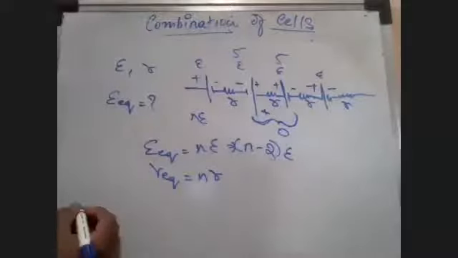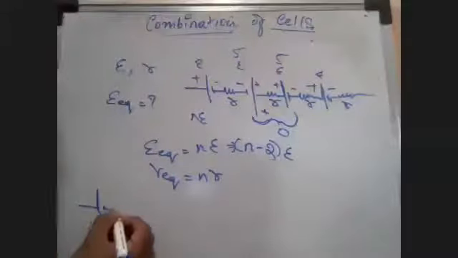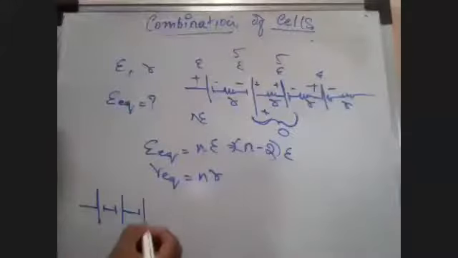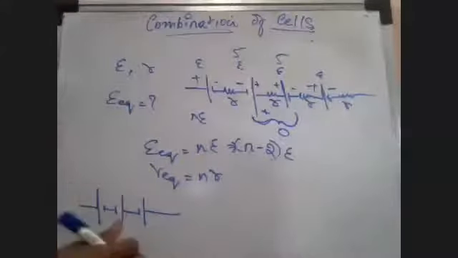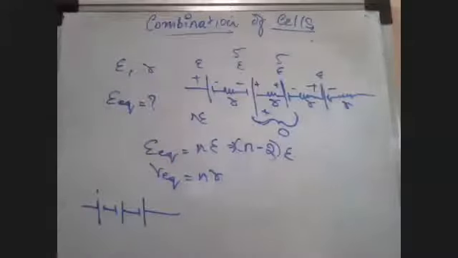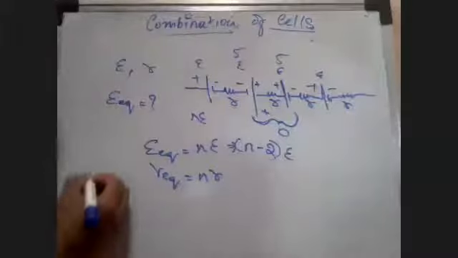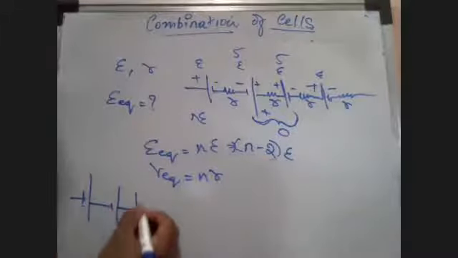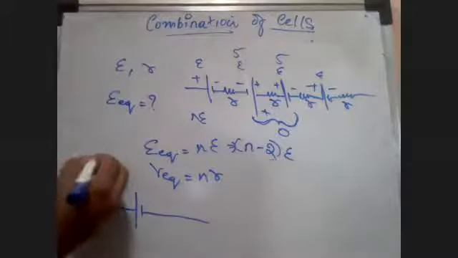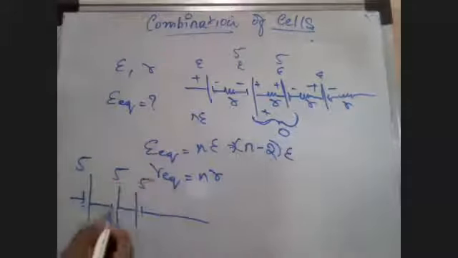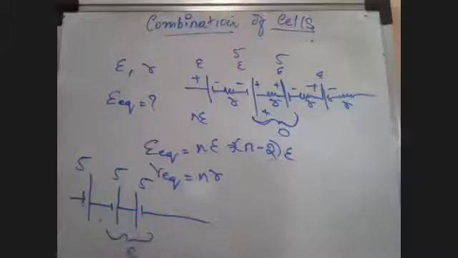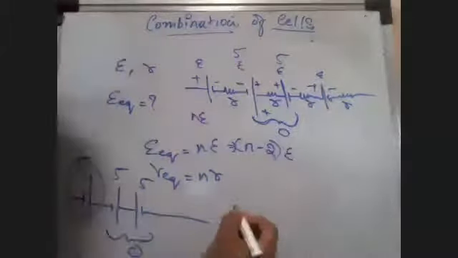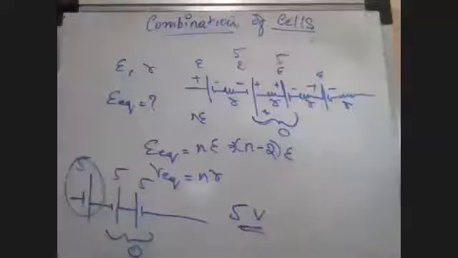Okay, let's take 3 batteries now. Let's say this is 5 volts, this is 5 volts, and this is 5 volts. Now you tell me what is going to be the total potential here. Both of these are opposite, so this is going to be 0. Remaining potential is only going to be 5 volts. Yes or no? Yes, sir. Understood. Okay. No problem.